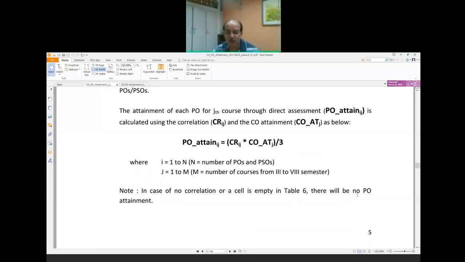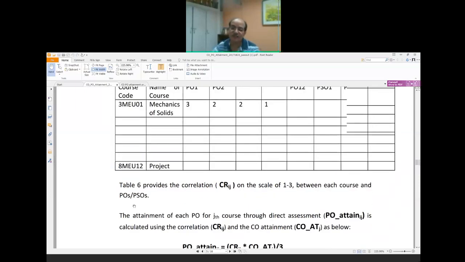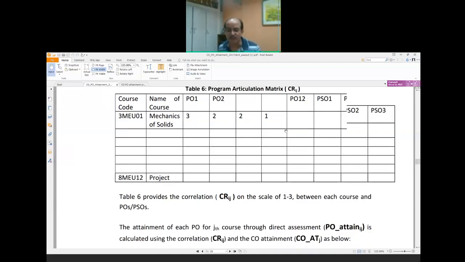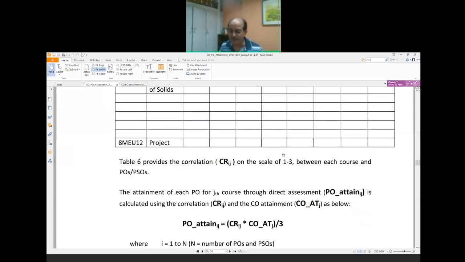And that's what we say: in case of no correlation or a cell is empty in table 6, there will be no PO attainment in this particular scenario. So this is how we define this particular aspect. For the program, we have got a program articulation matrix. This is what we define while we design the curricula. And then we try to find out an attainment level for each of the courses, based on the internal assessment and the external evaluation.